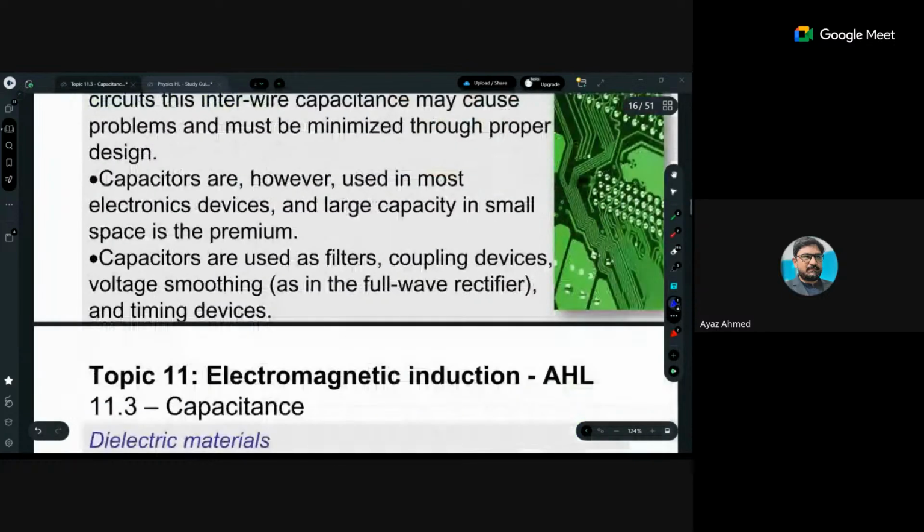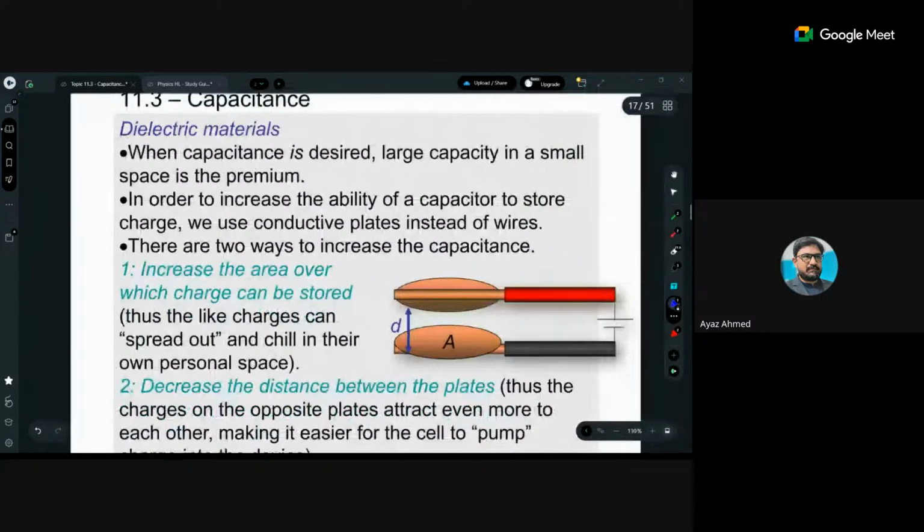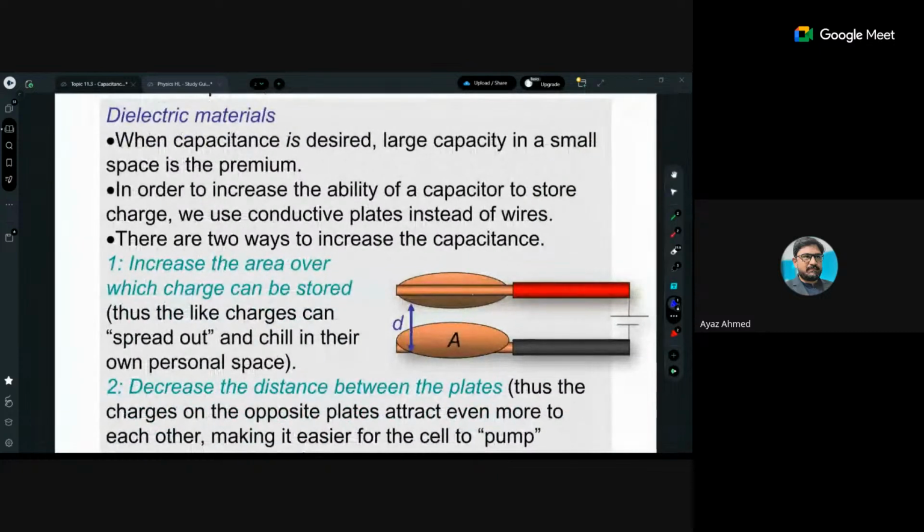So if we say that these are now the wires with a bigger area, we have just put these discs along the wires to increase their area. Or in simple words, what can we do? We can flatten these wires by hammering them. By hammering them, they will behave like a capacitor. Are you getting it? Yes, sir.